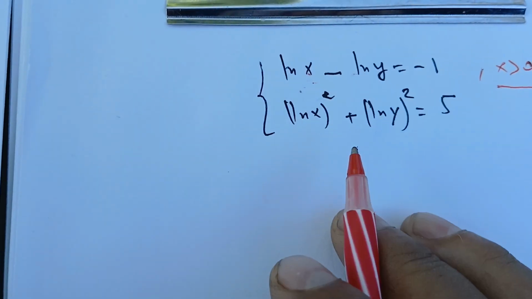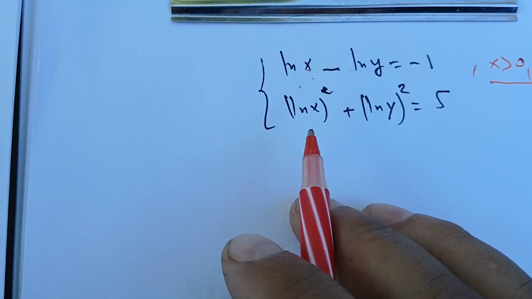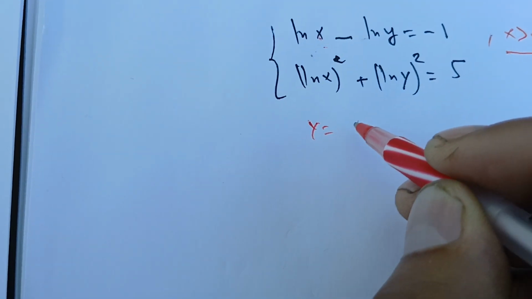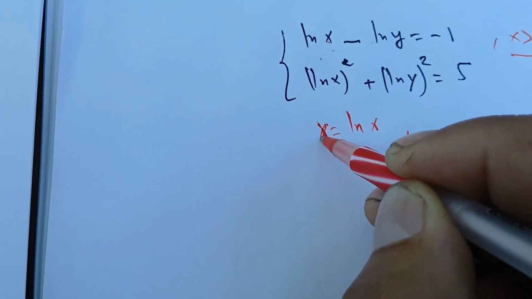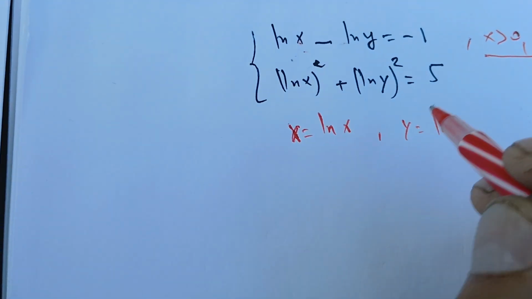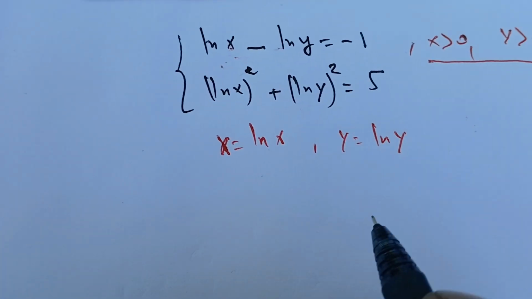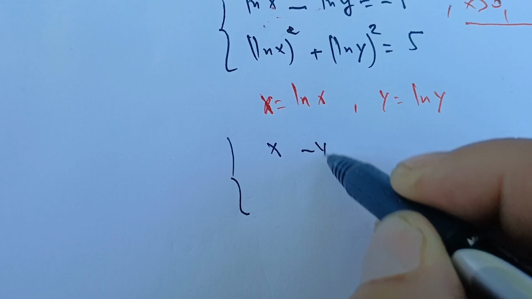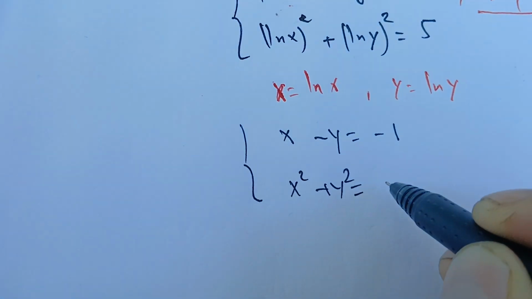Now if we do that, we can change the variable in the following manner. So let X equal ln of x, and Y equal ln of y. Doing so, we get this new system. Our system becomes X minus Y is minus 1, and X squared plus Y squared equals 5.